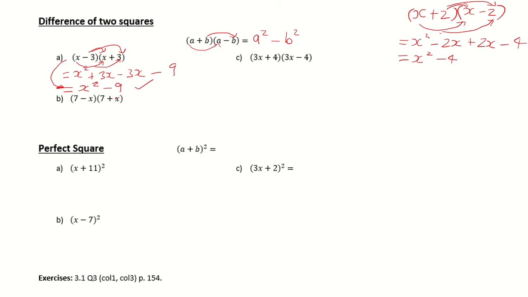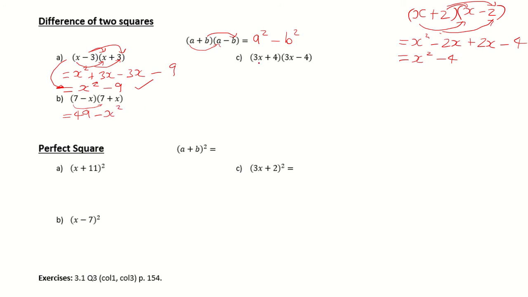So for this next one, this is the difference of two squares. It's something, take something, and then it's the same number plus that number. So this is just going to result in 7 times 7, 7 times 7 is 49, and it's going to be minus x times x, which is minus x squared. So this is the difference of two squares.